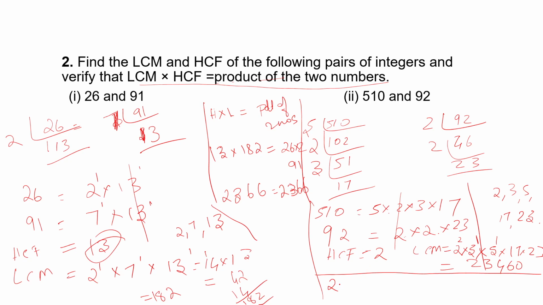Okay, so now what we have to verify? HCF into LCM equal to product of the two numbers, 510 into 92. So what is the value here? 46920 equal to 46920. So hence it is verified. So the next question, all are of the same method. Try by yourself.